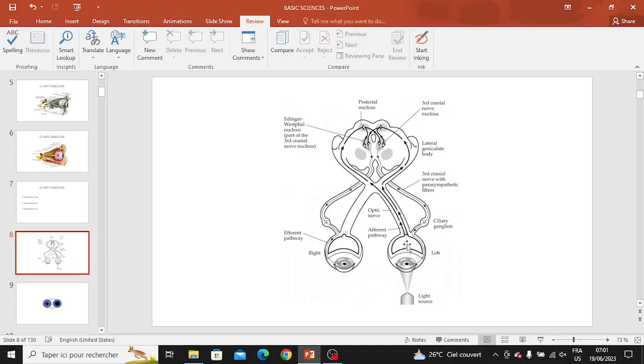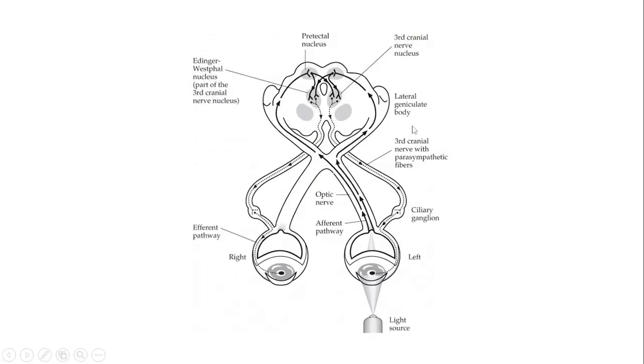there are four neurons which help in production of the direct and of course the consensual reflex. The first order neuron is found in the retina at the level of the ganglion cells. I think I can make my image larger. The second order neuron is found at the level of the pretectal nucleus. Okay. The third order neuron is found at the Edinger-Westphal nucleus, which is part of the third cranial nerve. The last but not the least neuron is found where the ciliary ganglion is found within the orbit.